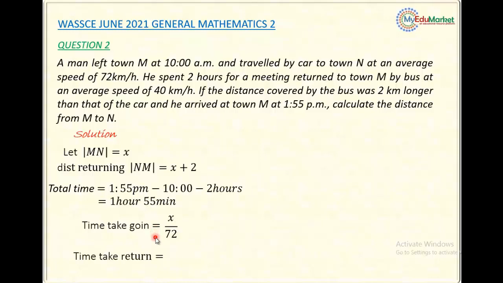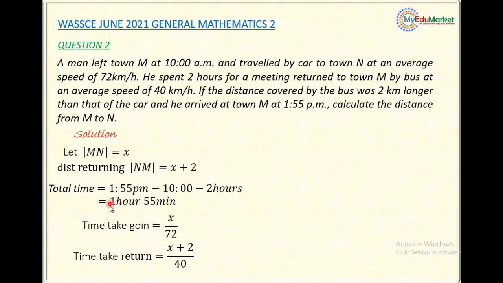Similarly, the time taken while he returned follows the same concept. I will divide the distance by the speed. The distance is X plus 2, and the speed while coming back by bus is 40 km per hour. So I'll have X plus 2 all over 40. So this is the time taken returning.